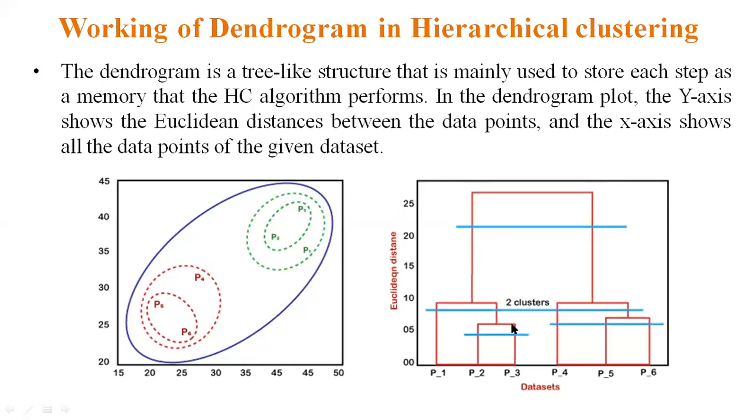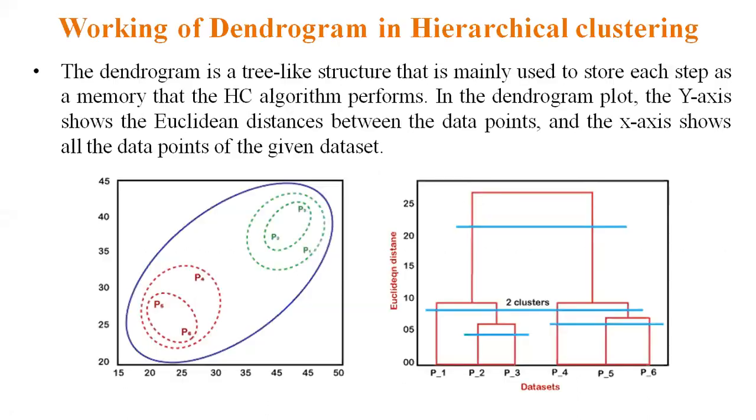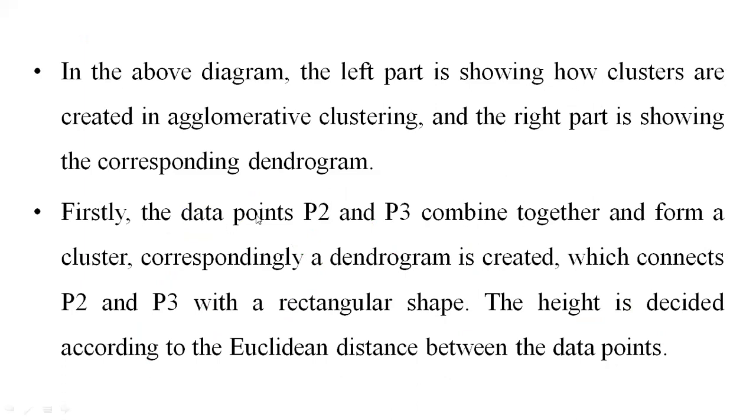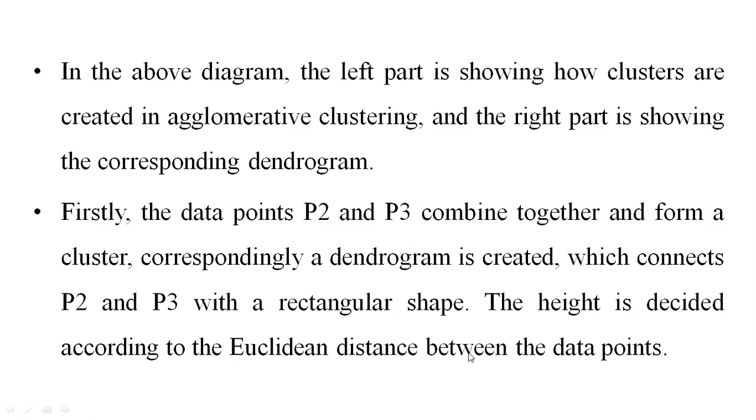Okay. In the above diagram, the left part shows how clusters are created in agglomerative clustering and the right part shows the corresponding dendrogram. I have explained step by step how to merge the data points and form a dendrogram. In the first step, the data points P2 and P3 are combined. As I said, P2 and P3 are grouped into a single place according to their distance, and because they are neighbors, they are combined. Next, a rectangular shape is obtained. The height is decided according to the Euclidean distance between the points.